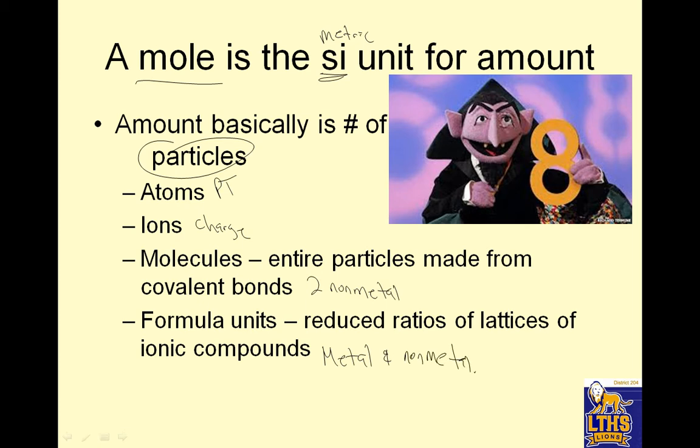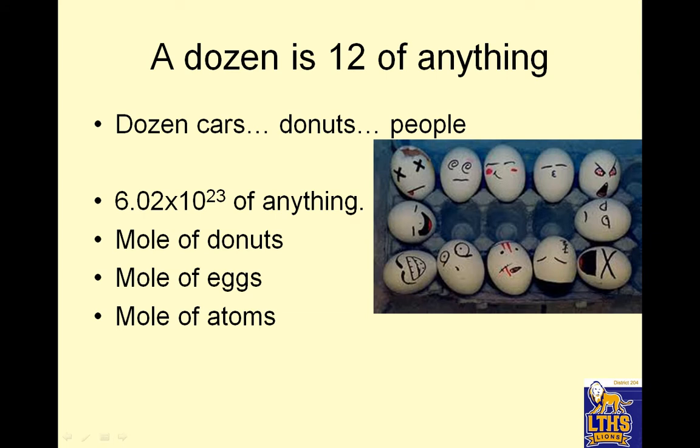So let me give you another unit. A dozen is a unit for amount, right? A dozen is 12 of anything. A dozen cars, a dozen donuts, a dozen people. A mole is 6.02 times 10 to the 23rd of anything. Now notice that's a big old number. So you could have a mole of donuts, a mole of eggs, or a mole of atoms. Now a mole of donuts would be huge, size of the Earth. Mole of eggs would be huge, size of the Earth. A mole of atoms is small because atoms are so small.